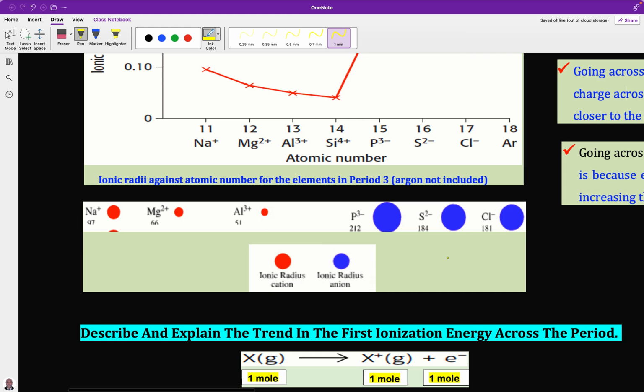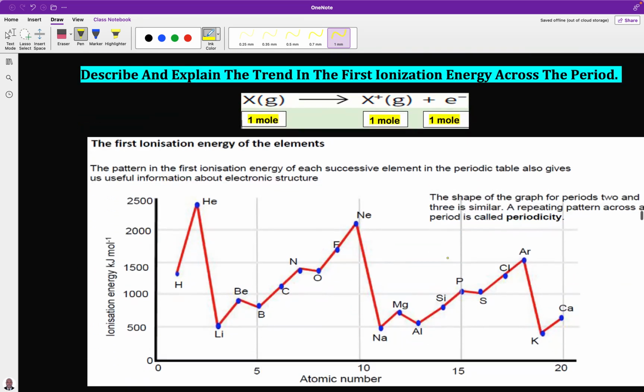That's right. It takes us to another property here, which is ionization energy. The first ionization energy here: we say describe and explain the trend in the first ionization energy across the period. Fellow learners, it is obligatory to know the definition of the first ionization energy. You can use this to define what you understand by the first ionization energy.